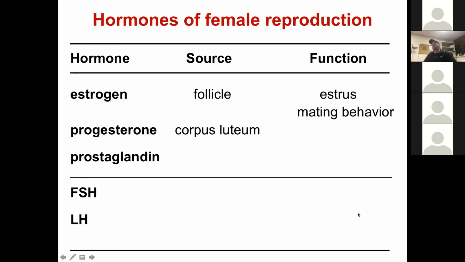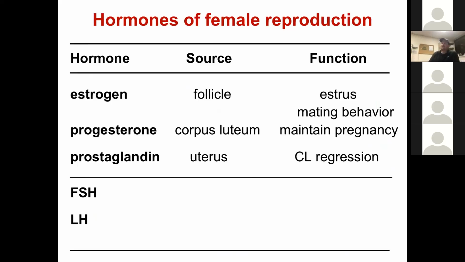Okay, the progesterone, its source is the corpus luteum. As I mentioned before, it maintains pregnancy. If the cow gets a signal or the animal gets a signal that she's bred, that CL is going to live the life of the pregnancy, basically, produce progesterone, which maintains pregnancy. Now, I haven't mentioned prostaglandin before, but it's produced from the uterus. And what that does is it kills the CL.